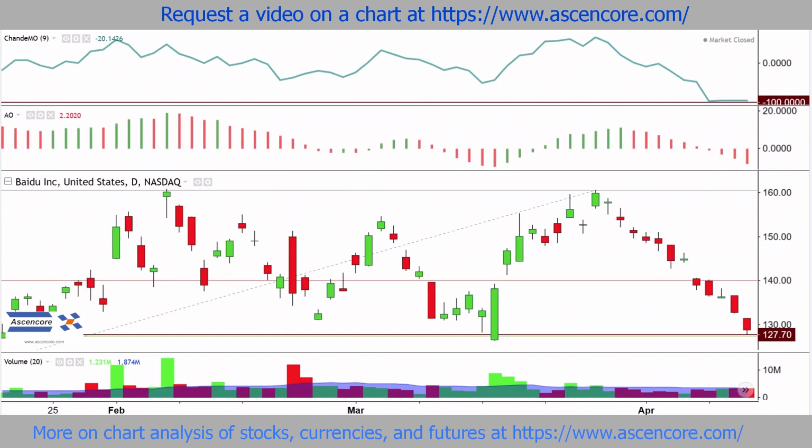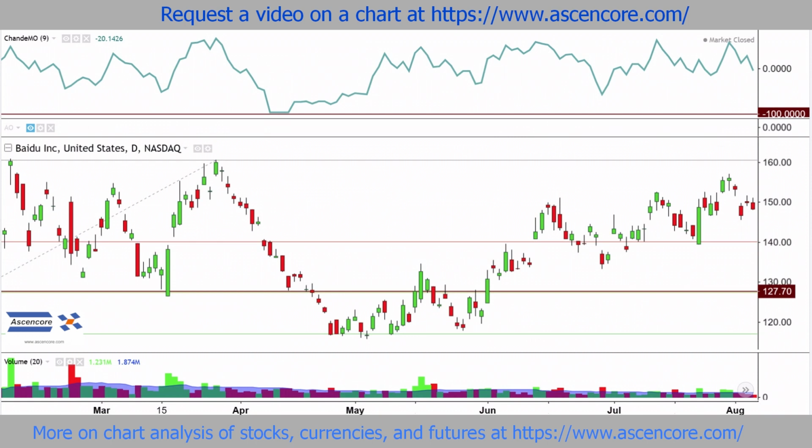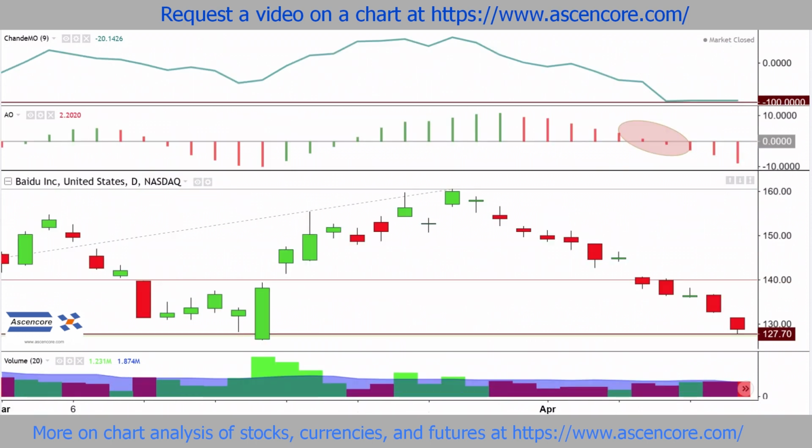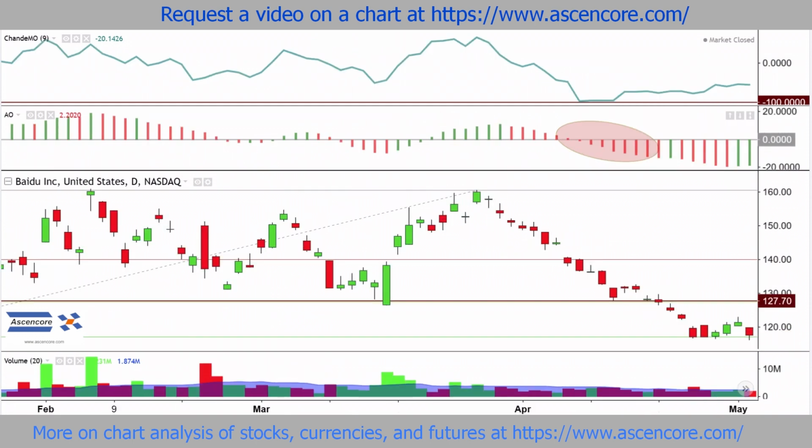In fact, this will be the addition of the Awesome Oscillator, which is actually the name of this indicator that I've already covered in a separate series. During the drop towards 127 and the Chande Momentum Oscillator reaching towards negative 100, there was a solid zero line cross with the Awesome Oscillator for extra bearish context. On top of that, all the bars were red, indicating a continued drop below 127 was more plausible.